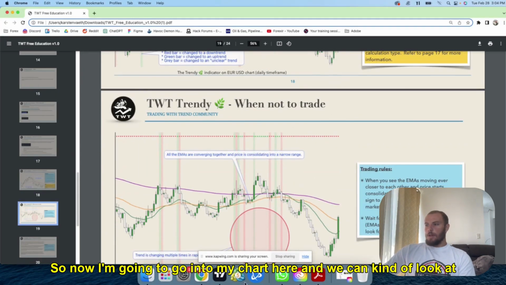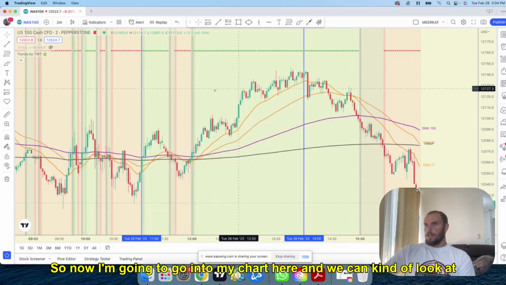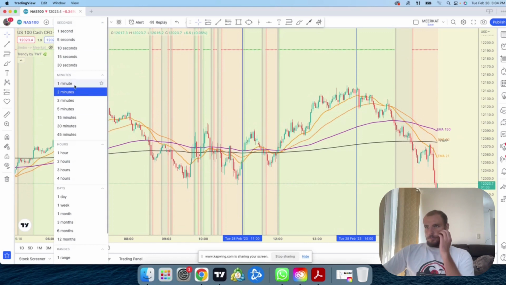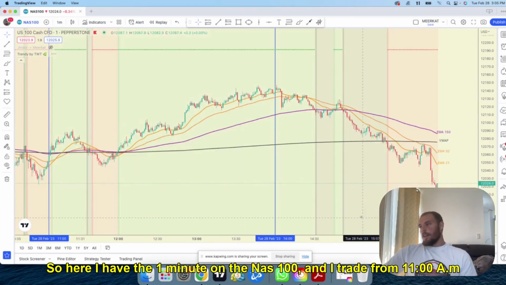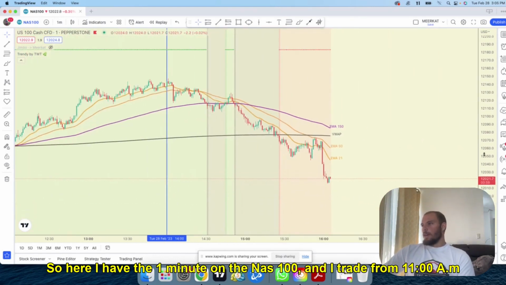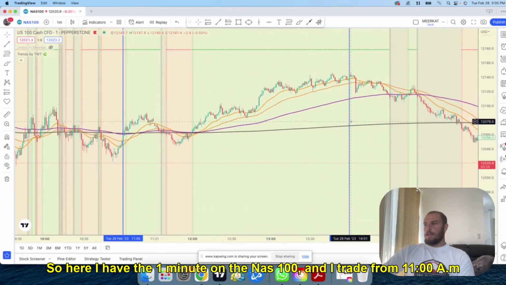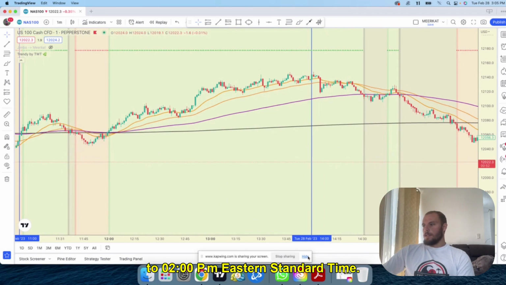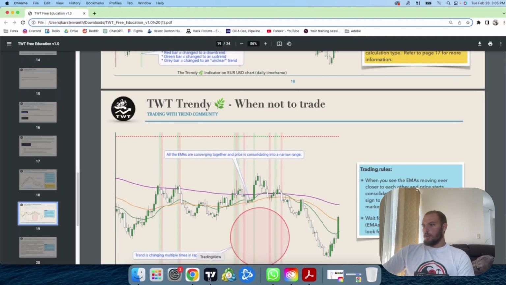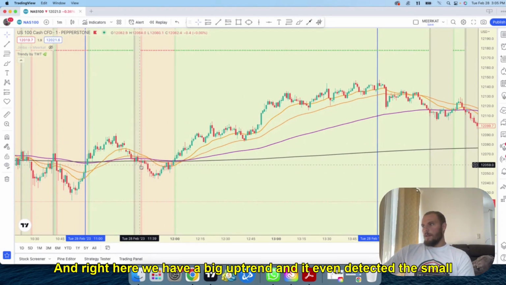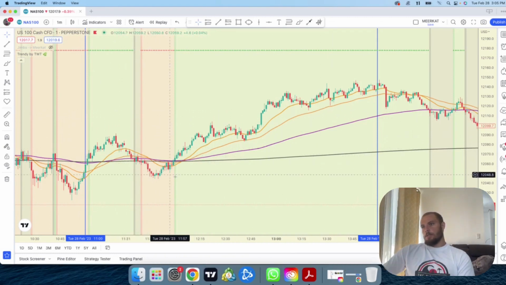So now I'm going to go into my chart here, and we can look at some things ourselves. Here I have the 1 minute on the NAS 100, and I trade from 11 a.m. to 2 p.m. Eastern Standard Time. You can see that mostly today was an uptrend, and right here we have a big uptrend, and it even detected this small downtrend here.